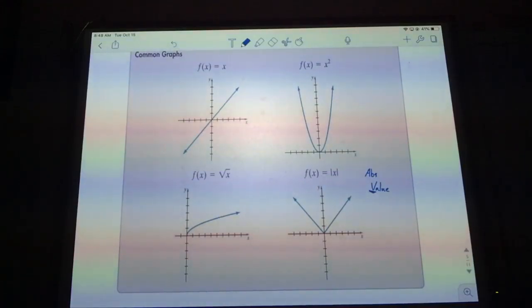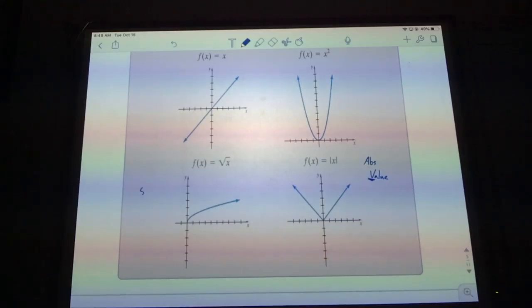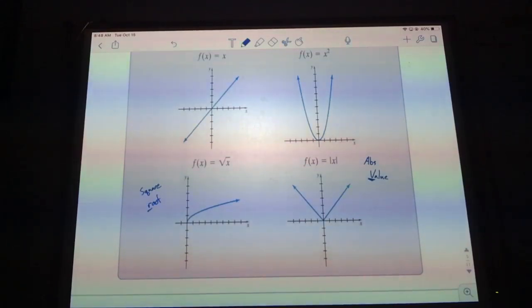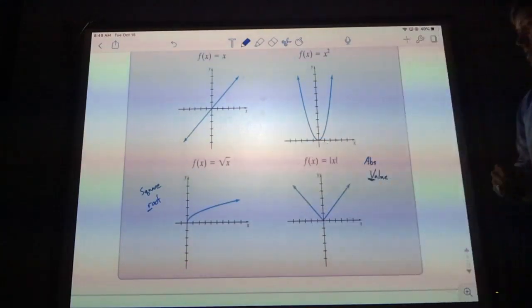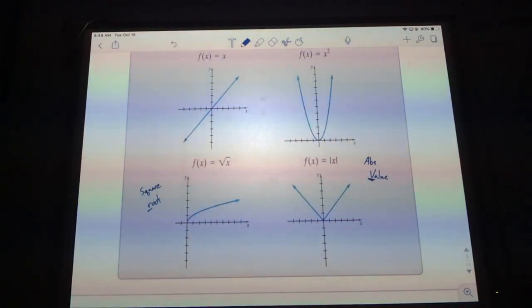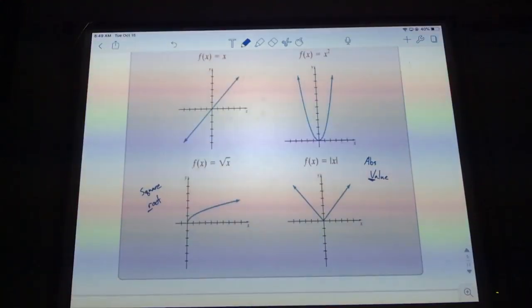Okay, another way people remember square root is if you use a lowercase r, it looks like that lowercase r. That's the other way. Okay? I think it's easier just to remember it looks like this symbol. All right, so those are common graphs.